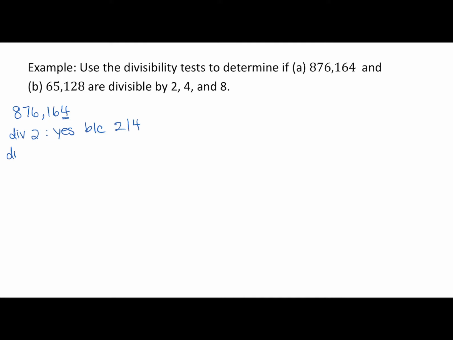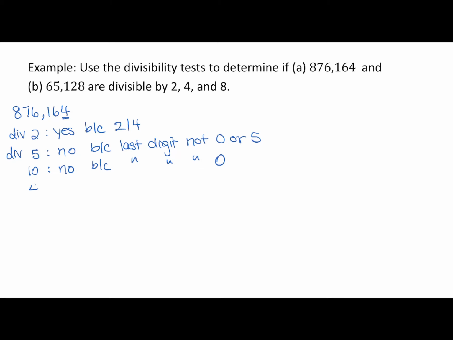Is it divisible by 5? Well, again, our test is to look at the last digit. The last digit is 4. That's not a 0 or a 5, so no, because the last digit is not 0 or 5. Is it divisible by 10? No, because my last digit is not 0.